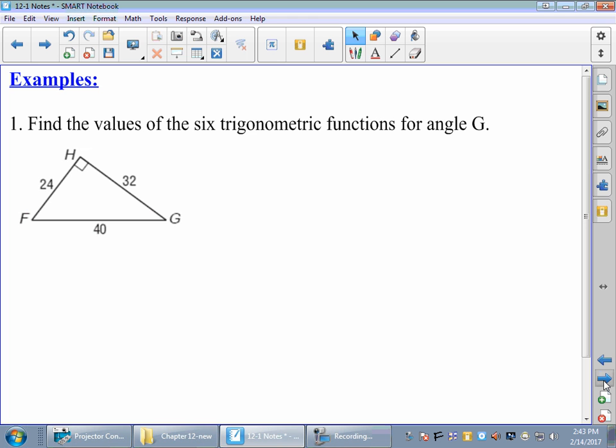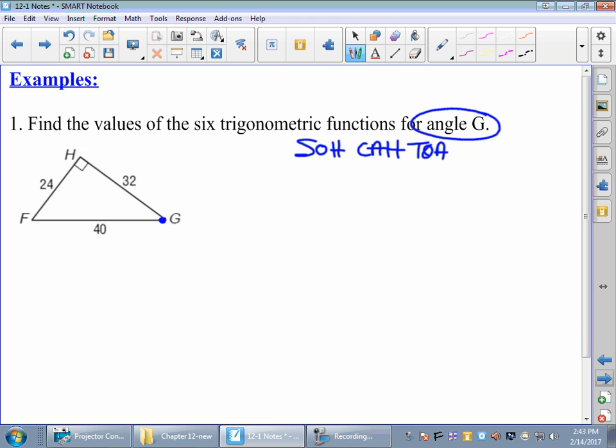So number one, it asks us to find the value of the 6 trigonometric functions. Well, then I got to write SOHCAHTOA. So I'm going to be using SOHCAHTOA here. I'll use SOHCAHTOA to find my first 3, and then I'll use my first 3 to find the last 3. So for my sine, now they asked me from angle G.